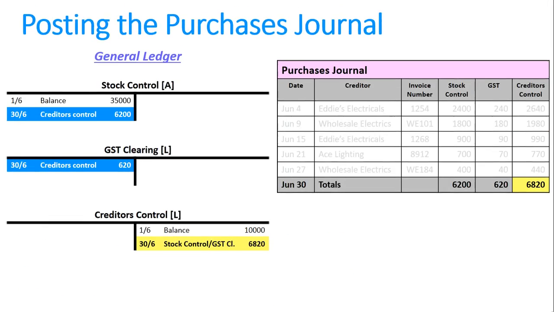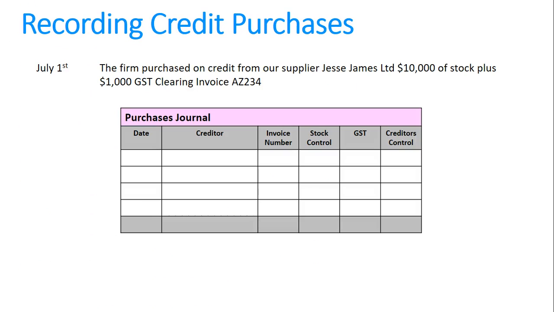Let's go and record our credit purchases for this question. So the first one we've got is we bought on credit from our supplier Jesse James $10,000 of stock plus $1,000 of GST, and we've got an invoice AZ234. We'll put the date, we'll put the creditor's name, we've got the invoice number, and then we'll put in stock, $1,000 in GST, for a total of $11,000 in creditors.